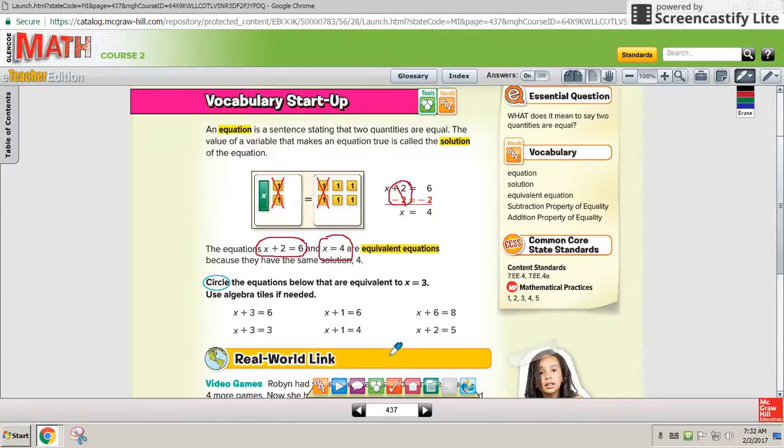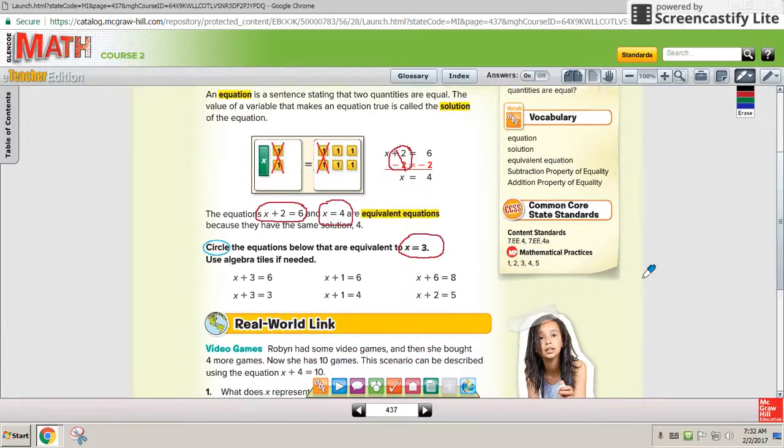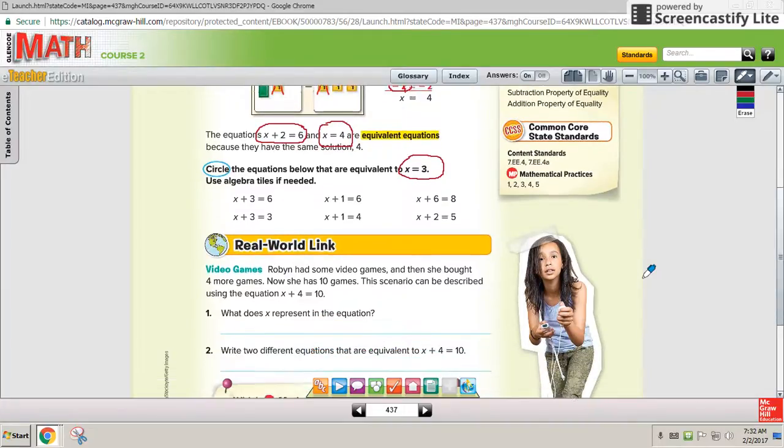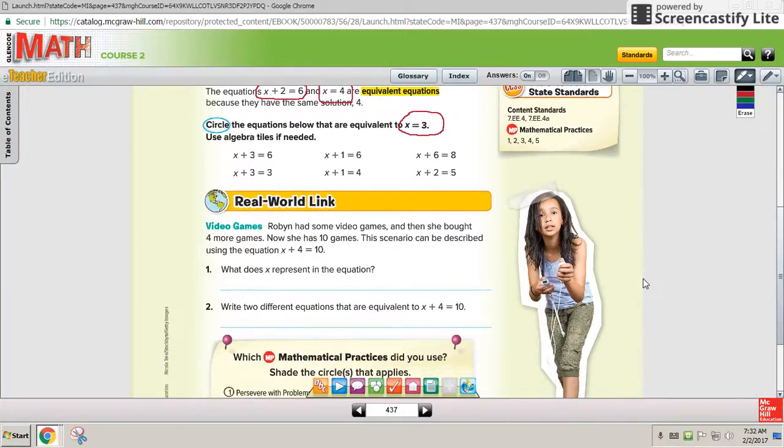Okay, take just a minute to circle the equations below that are equivalent to x equals 3. Once you've got that done, you can start the video again. Okay, take a minute to read the real world link and do it.